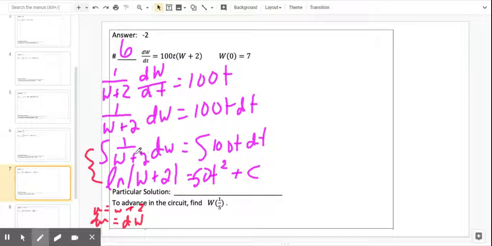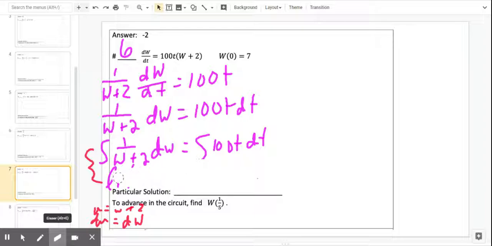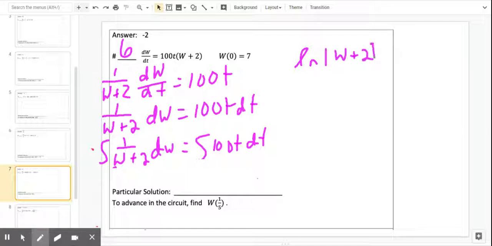All right, so now this is our general solution, so we need to find our particular solution. I probably shouldn't have squished this in down here because that's where we're going to write the particular solution. So let me try that one more time. Get rid of that too. It's looking a little cluttered. All right, so we've got natural log of w plus 2 equals 50t squared plus c.